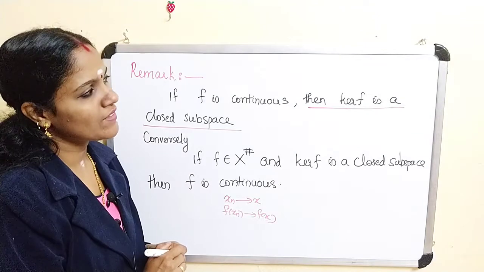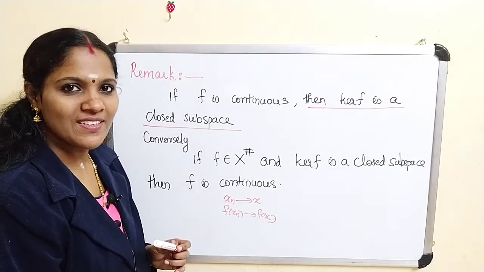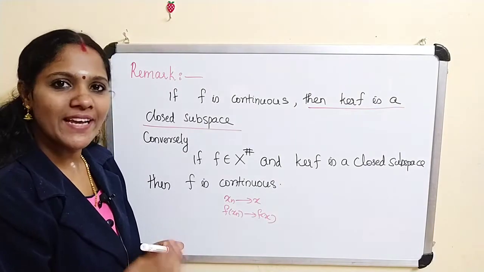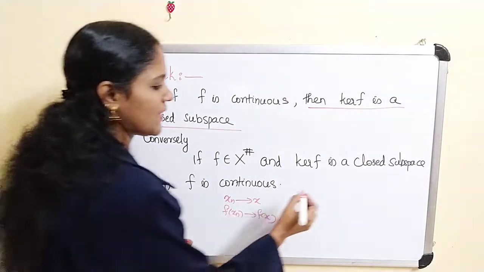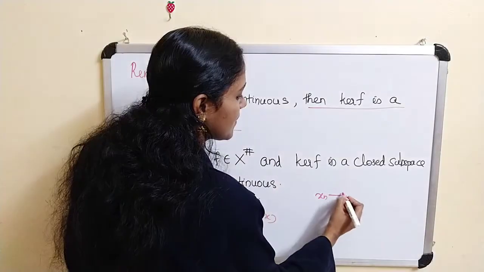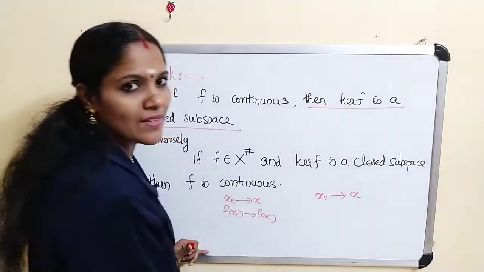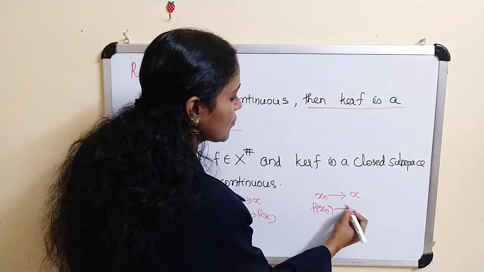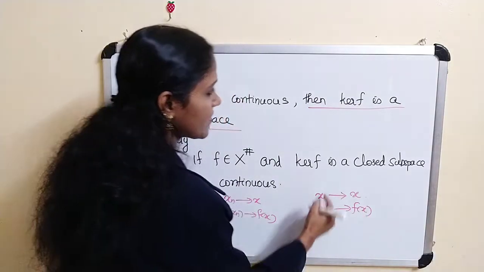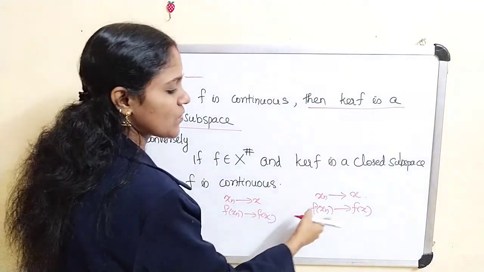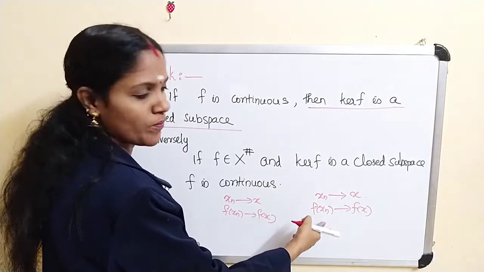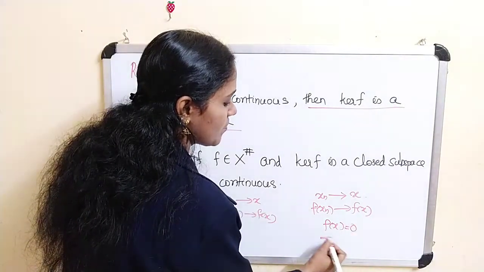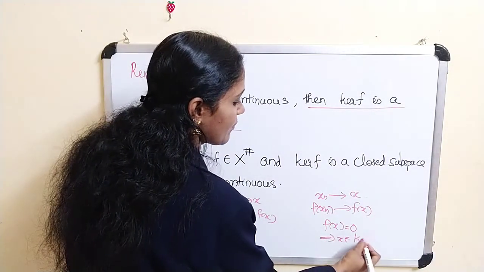So what we have to prove: let xn be a sequence in kernel f converging to some x, then we have to prove that x belongs to kernel f. It is very easy. Let xn be a sequence in kernel f such that xn converges to x. As f is a continuous linear functional, f of xn converges to f of x. Now xn belongs to kernel f, therefore each value of f of xn is 0. This implies clearly f of x is also equal to 0. This implies x belongs to kernel f.